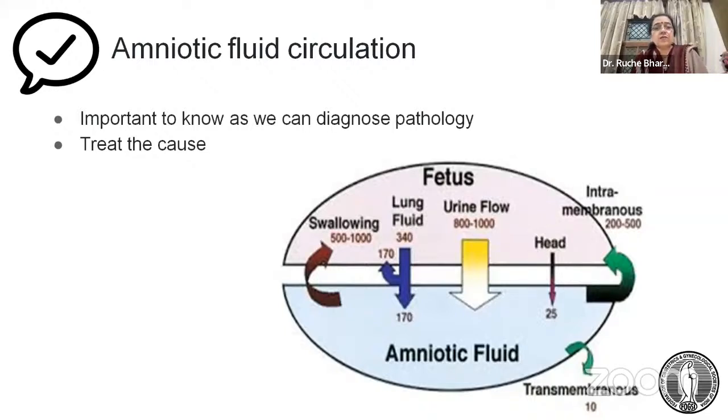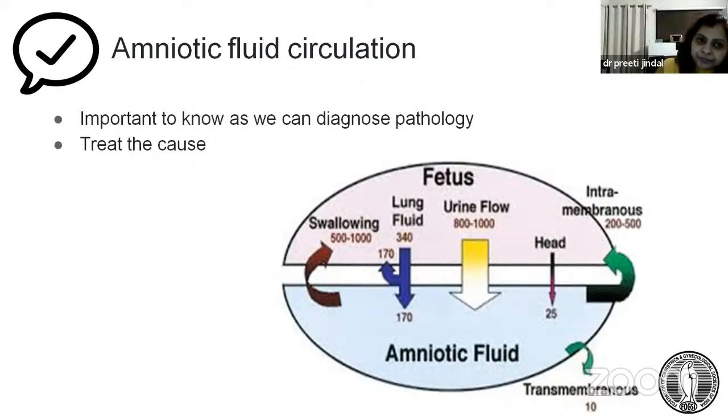Now, as Dr. Virender said, it gradually increases up to 36 weeks, and then it starts decreasing at the rate of almost 8%, so that by term, at about 40 weeks, we are left with around 600 ml. Correct.